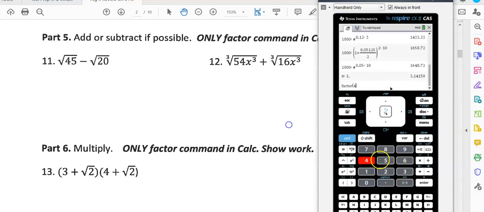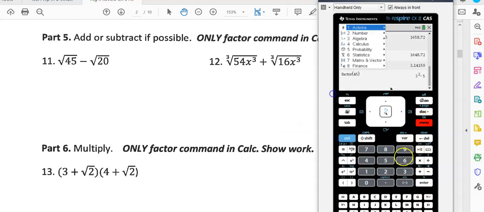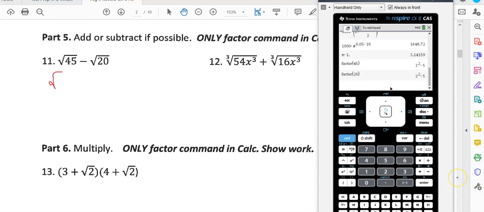We're going to factor 45, and menu 2, 3, we're going to factor 20. Okay, so 45 is 3 squared times 5. So this is square root of 3 squared times 5 minus square root of 2 squared times 5. That's nice. Okay, so square root of 3 squared is 3, so we get 3 root 5. Square root of 2 squared, or 4, is 2, so minus 2 root 5. Those go together nicely. 3 root 5 minus 2 root 5 is a total of 1 root 5, or just root 5.